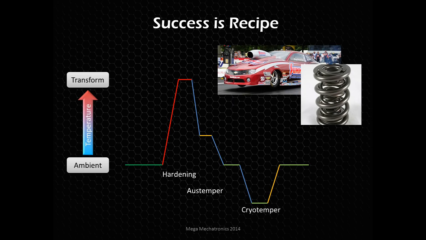And then after that, we're going to even bring that below into sub-zero cryogenic temperatures to complete the transformation of martensite. So any retained austenite will turn into martensite. And then, of course, there's a lot more processing that goes into the spring. This is just the beginning of building a high-performance spring.